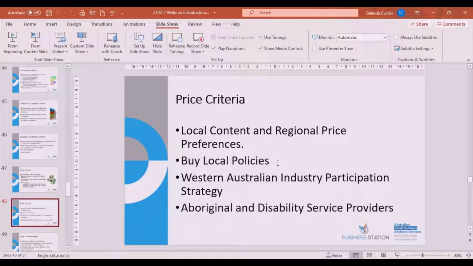Government has various buy local policies. In WA, for example, we've got the industry participation strategy. So depending on the dollar value, it's generally over 20 million, you might have to prepare an industry participation plan. And then there's also requirements around Aboriginal and disability service providers. So within WA, for example, if the supply's under $250,000, they can go straight to an Aboriginal business without having to go to tender, or likewise a disability service provider as well. So just have a look again. These sort of things will be specified in the rules of the tender.